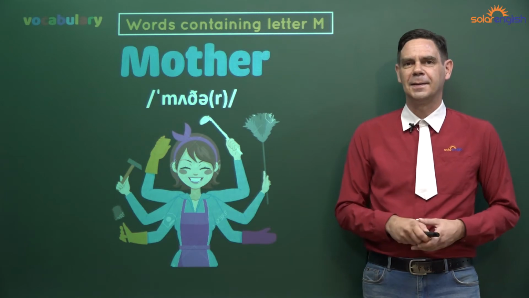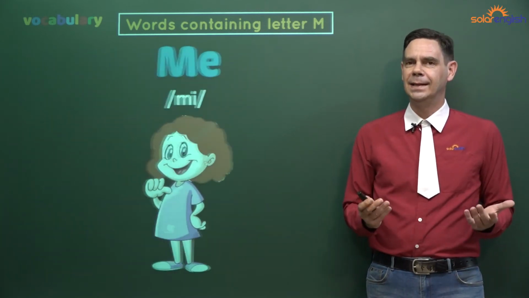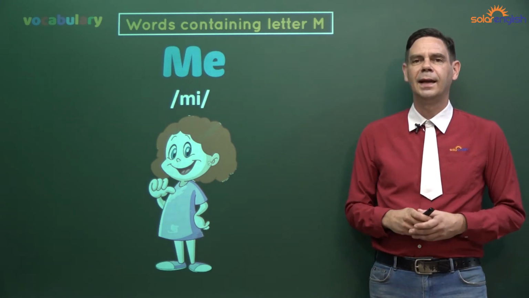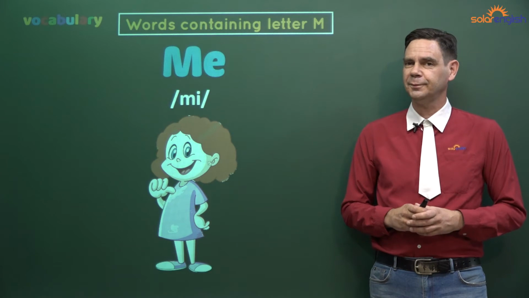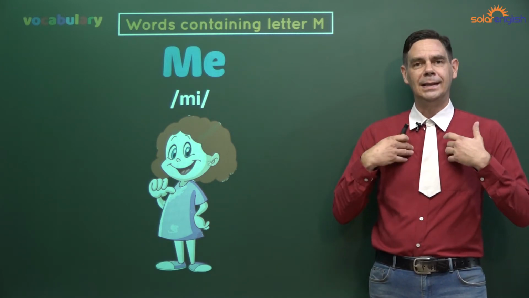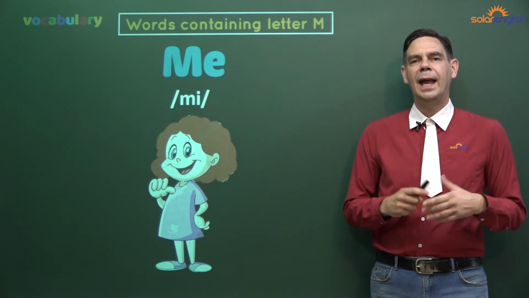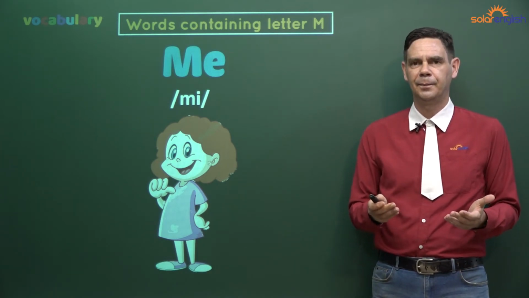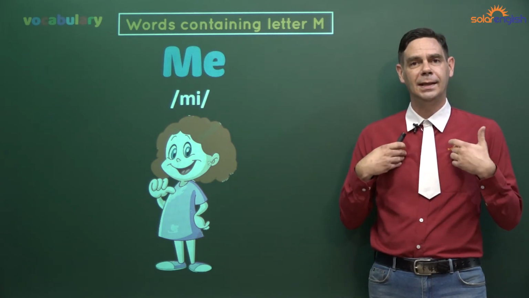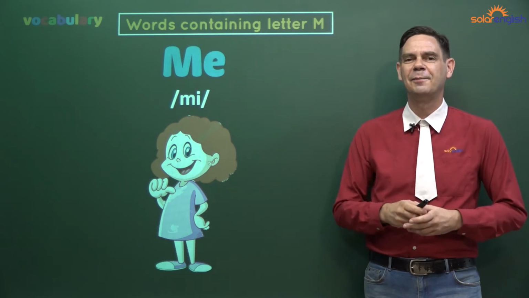All right. Excellent. Next word is me. Me. Can everyone say me? Yes, great job, everyone. Me. So let's spell that together. M-E. M-E. Me. Great job. Very well done.